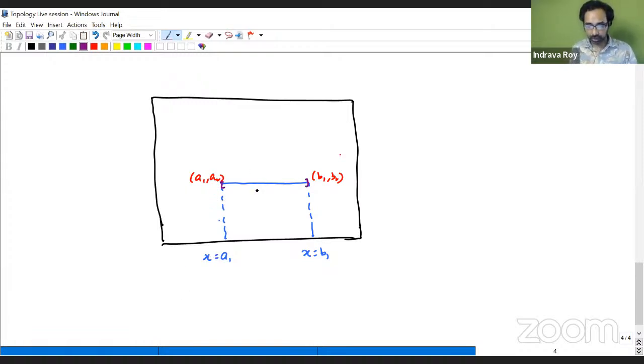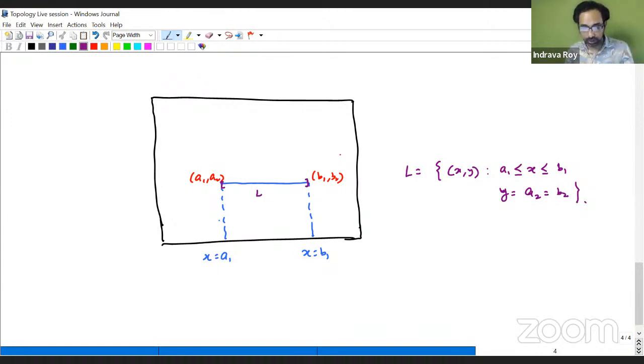So this line segment L is nothing but the set of all points x comma y such that A1 is less than or equal to x less than or equal to B1, and y is equal to A2, which is equal to B2. Right. So this is the line. Now I claim that this line is closed.